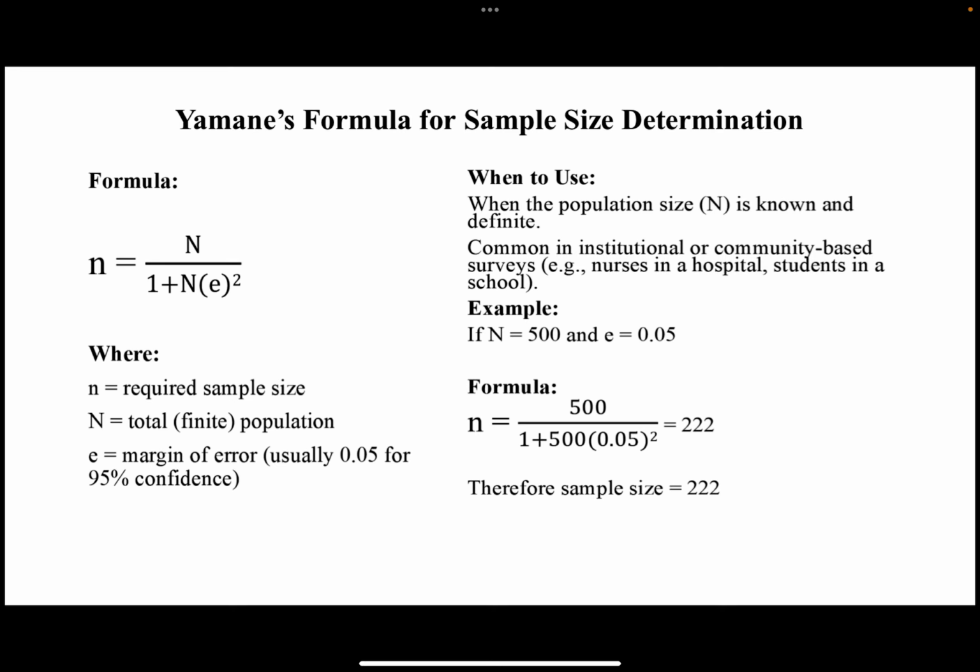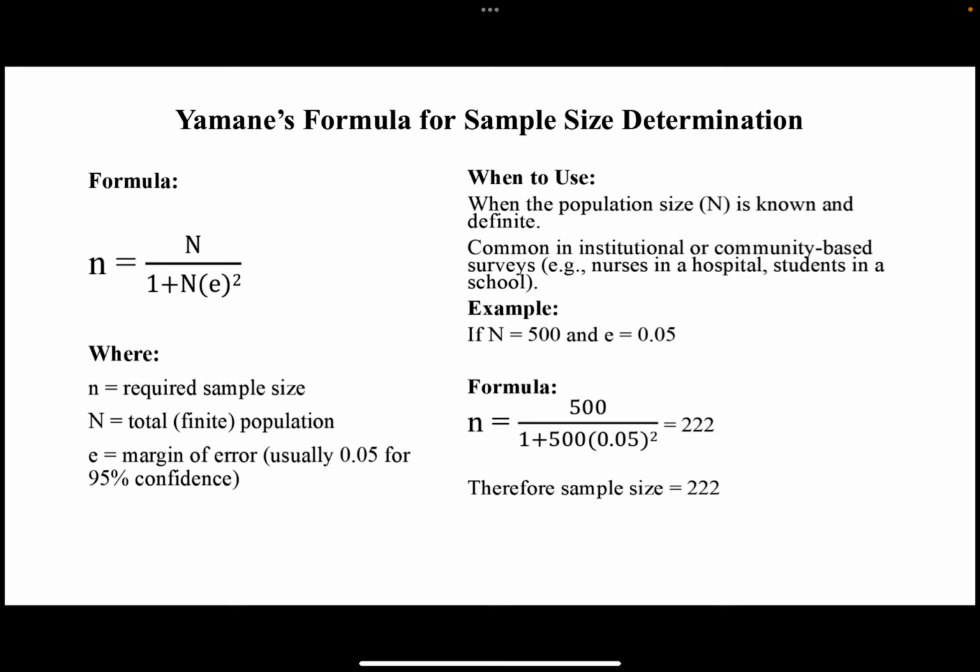For example, nurses in a hospital. You are going to do a study among nurses in a particular hospital, sometimes even a particular department within a hospital. If the population size is fixed, if you are sure of the population size of the nurses in that department or the hospital, the best formula to use is the YAMANE formula. Another example can be students in a school. You are going to do a study in a school among students or even among teachers. If it is a quantitative study, the best formula to use is YAMANE'S formula.